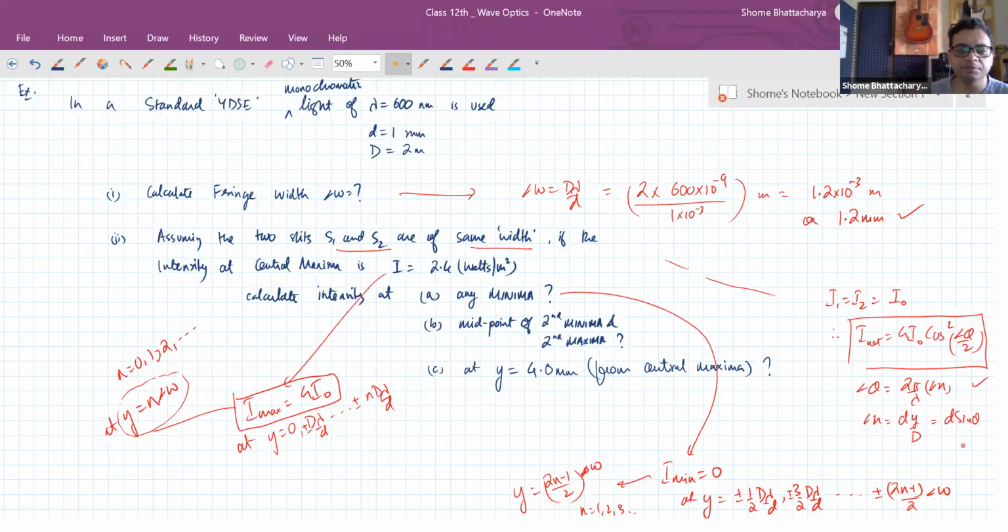So obviously the answer to A part of the second question is going to be 0. But now it comes to the interesting thing, the midpoint of second minima and second maxima. What you have to figure out is, at that point, which is the midpoint of these two positions, what our delta phi is going to be. From that we can figure out what the net intensity is going to be. Obviously it's going to be something between 0 and 4 I naught, less than 4 I naught, greater than 0. So it's going to be less than 2.4 watts per meter square, but it's not going to be 0 at the same time, because it's not the minima point. It's in between the minima and the maxima.